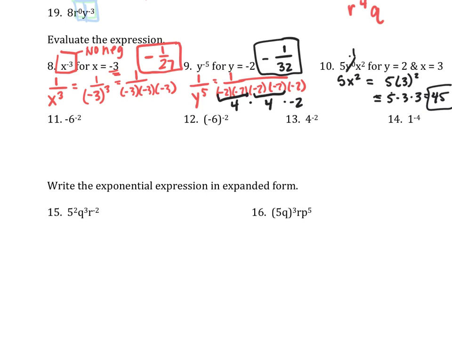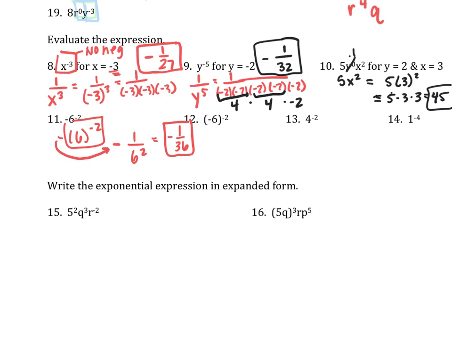All right. When you look at 11 and 12, I really want you to look carefully at the parentheses. Number 11 does not have the parentheses, so that means when I rewrite this, only the 6 has a negative exponent. So I'm going to rewrite this part first. So we end up with 1 over 6 squared, but the negative from the original problem stays in the front. So we end up with negative 1 over 36.